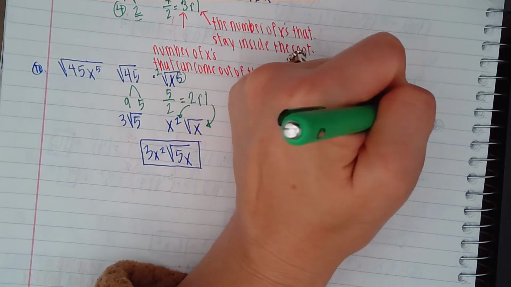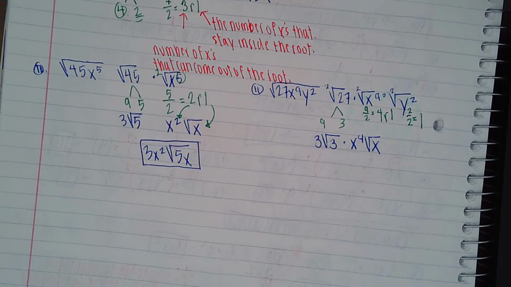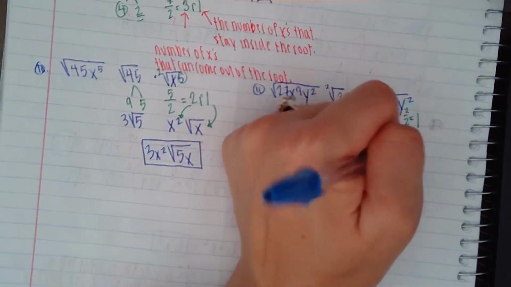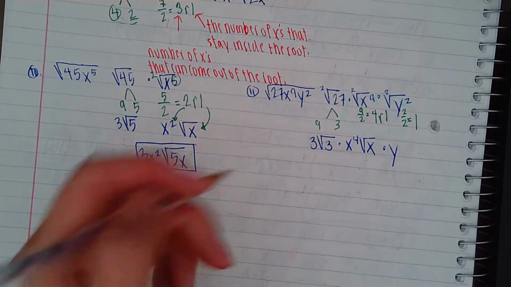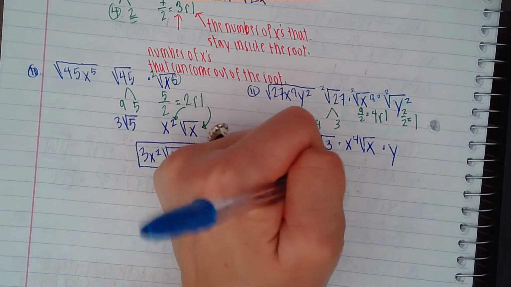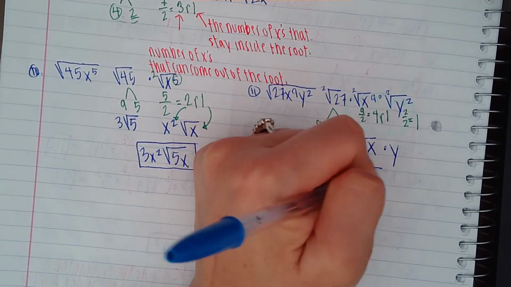And then lastly, we would have 2 divided by 2, which would simply give us 1. And that means just 1y would come outside. So we would combine all those together. We would have 3x to the 4th y radical 3x.